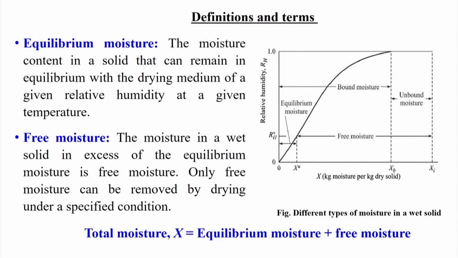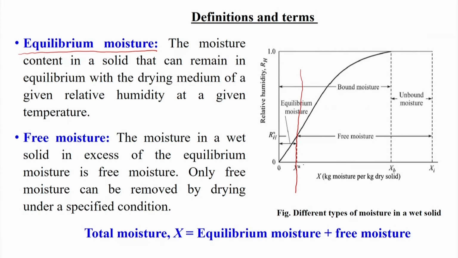Now, the other moisture that we already discussed is the equilibrium moisture. It is the moisture content in a solid that can remain in equilibrium with the drying medium of a given relative humidity at a given temperature. As we told in the beginning, the equilibrium moisture content is not a fixed quantity. It varies with the condition of the drying medium.